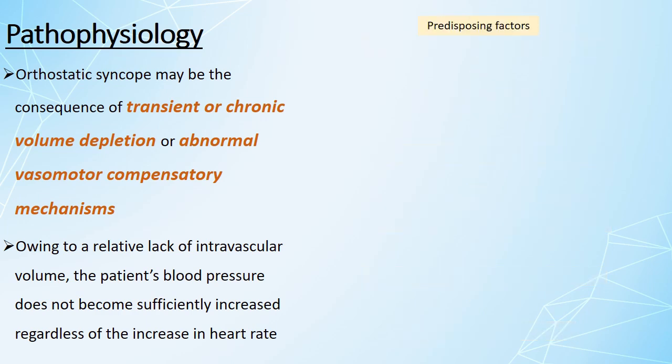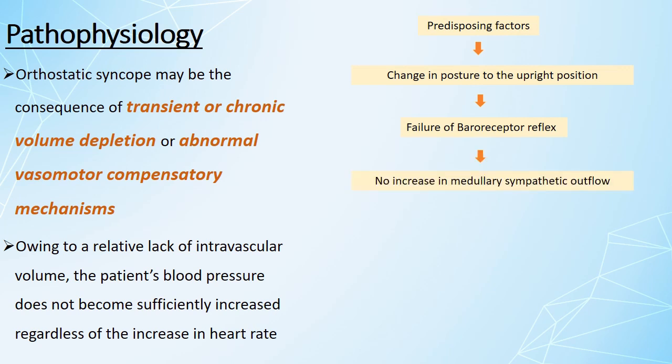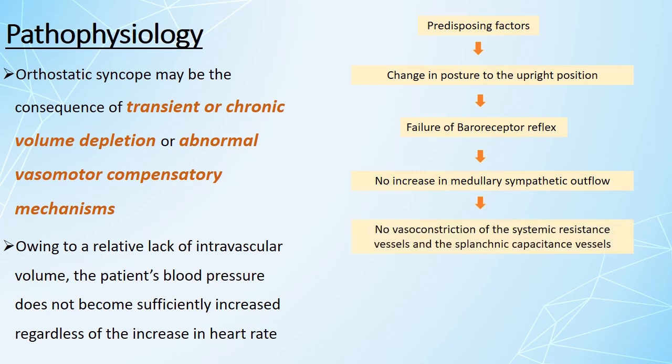When any kind of predisposing factors for orthostatic syncope are present, whenever there's change in position to the upright position, there's no activation of the baroreceptor reflex, and there's no increase in medullary sympathetic outflow. Therefore there's no vasoconstriction of the systemic resistance vessels and the splanchnic capacitance vessels, and therefore there's no increase in peripheral vascular resistance, and therefore the BP does not rise significantly, and hence the symptoms of orthostatic syncope occur.